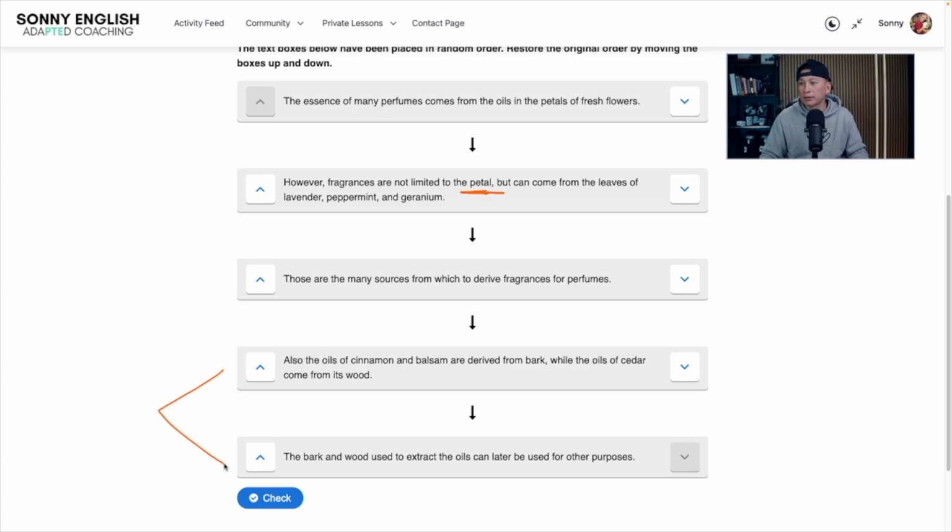Here, let me put this here for now. Because it says the petals, I'm going to ask the question, what petals are you talking about? So I'm going to look at this one, but not this one. Why not? Because we know what comes afterwards. So we're going to look here. Which of these sentences will tell us what kind of petals they are talking about? The petals of fresh flowers. So I feel like that is the connection.